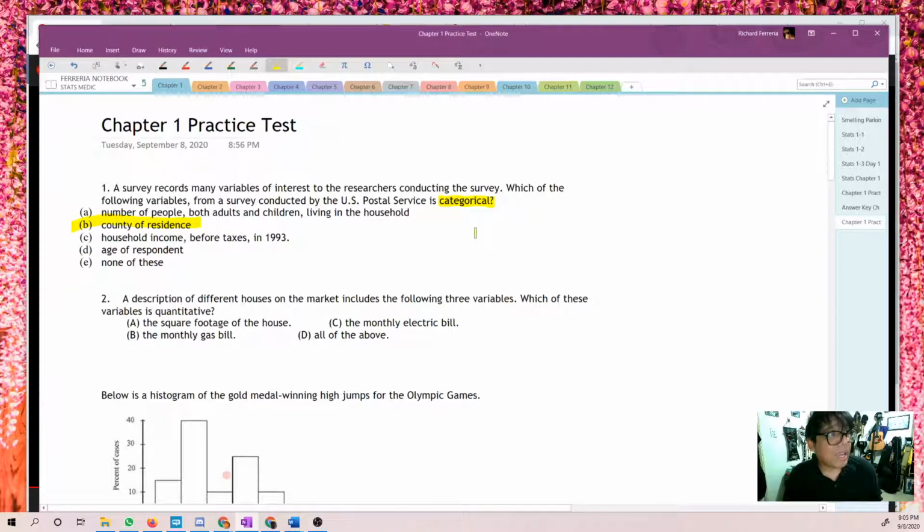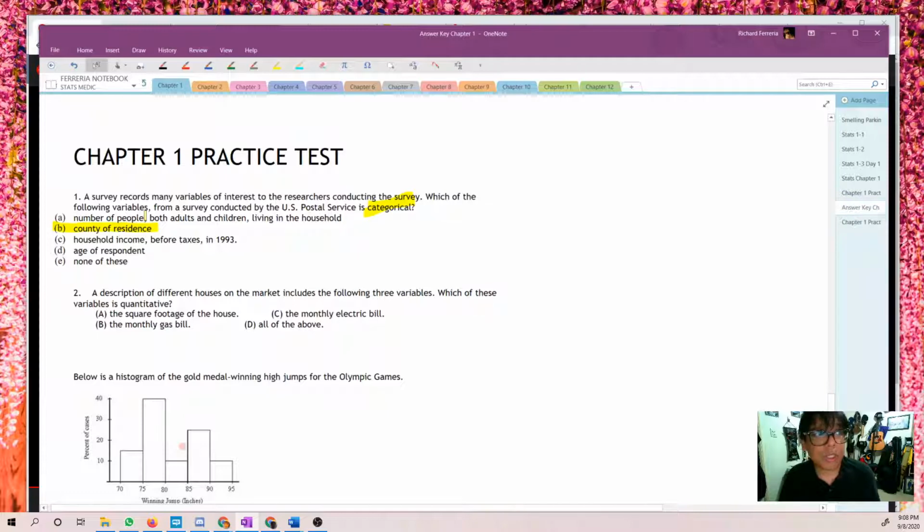Letter D, age of the respondent. Again, quantitative. If someone says, what's your age? You would probably say, 17. Well, that's a number, first of all, and that number is also different than if you had said, I'm 12. So it's a number. The number has meaning. You can order based on that number. So that's a quantitative variable. So it looks like our county of residence is our categorical variable.